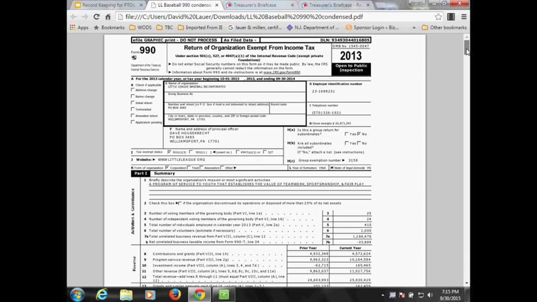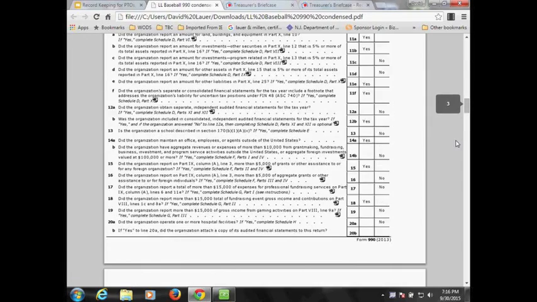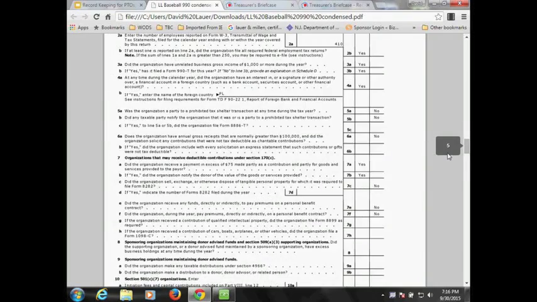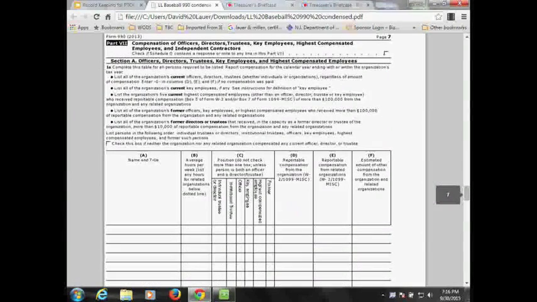But the point is that I want to show you how your buckets, as we define them, tie into this tax return. So I'm going to go down a little bit on this tax return. Again, this is a very long tax return, but there's a ton of information you can get. You'll see in here, this is where the officers' compensation would be.